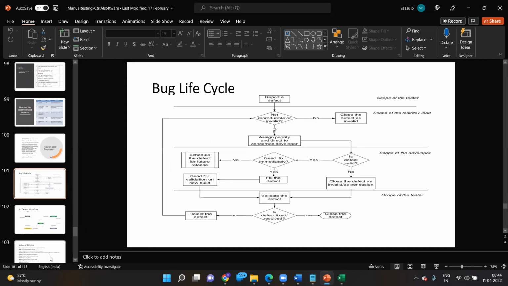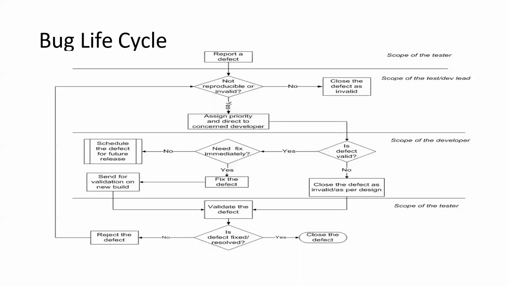Now the bug life cycle, which is very, very important. First we report a bug, then we check whether the bug is reproducible or not. If yes, we assign the priority to the bug, and then it goes to the development team, who accept it. Then they have to fix it based on the priority and severity. After the fix, it is sent for verification on the new build, and we validate the defect and check whether it is fixed or not. If it is fixed, we close the defect. Else, we have to reopen it.